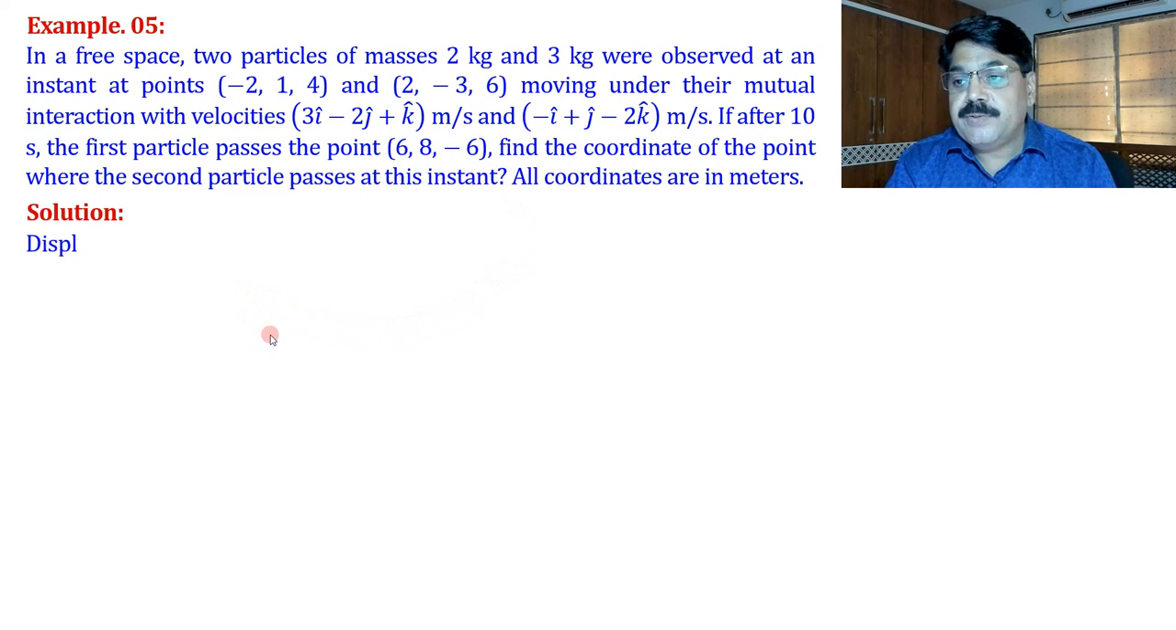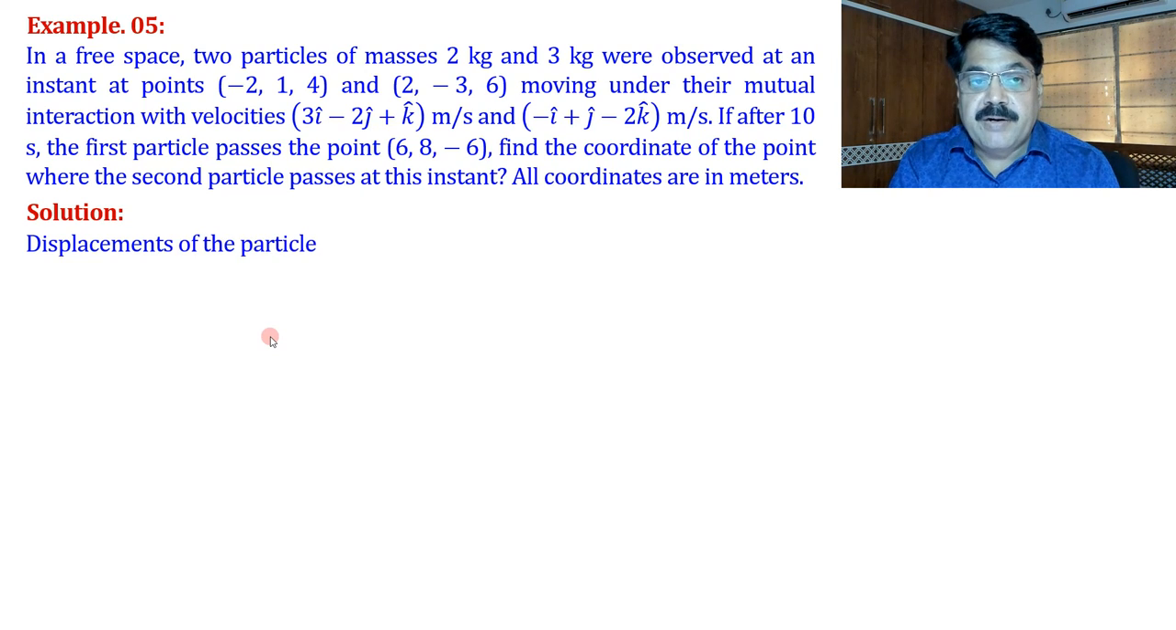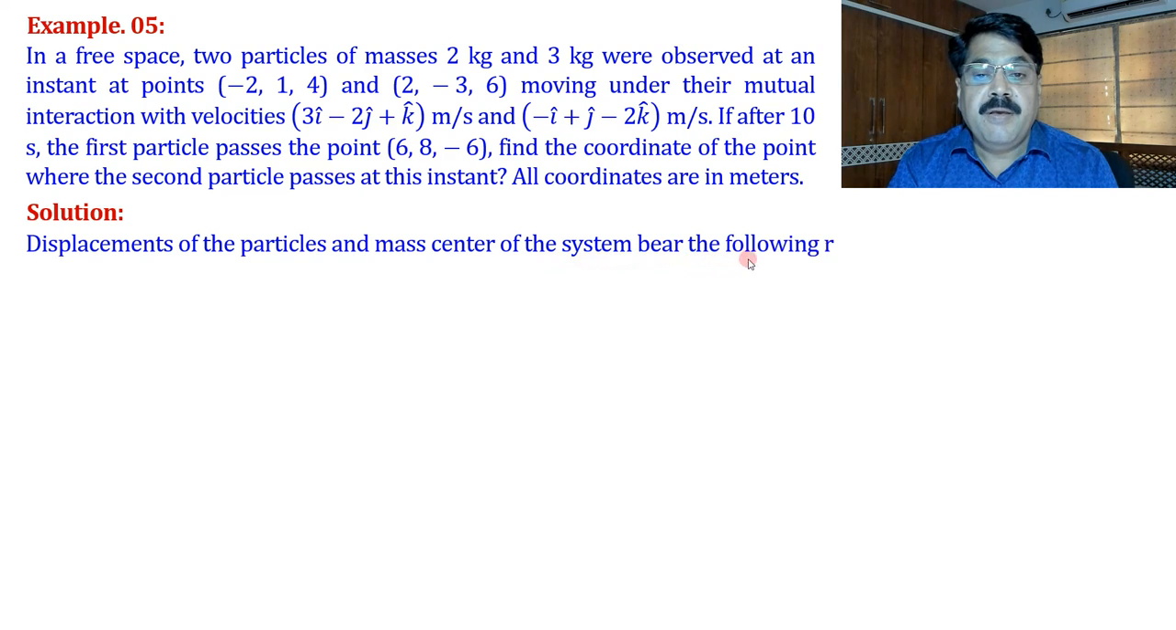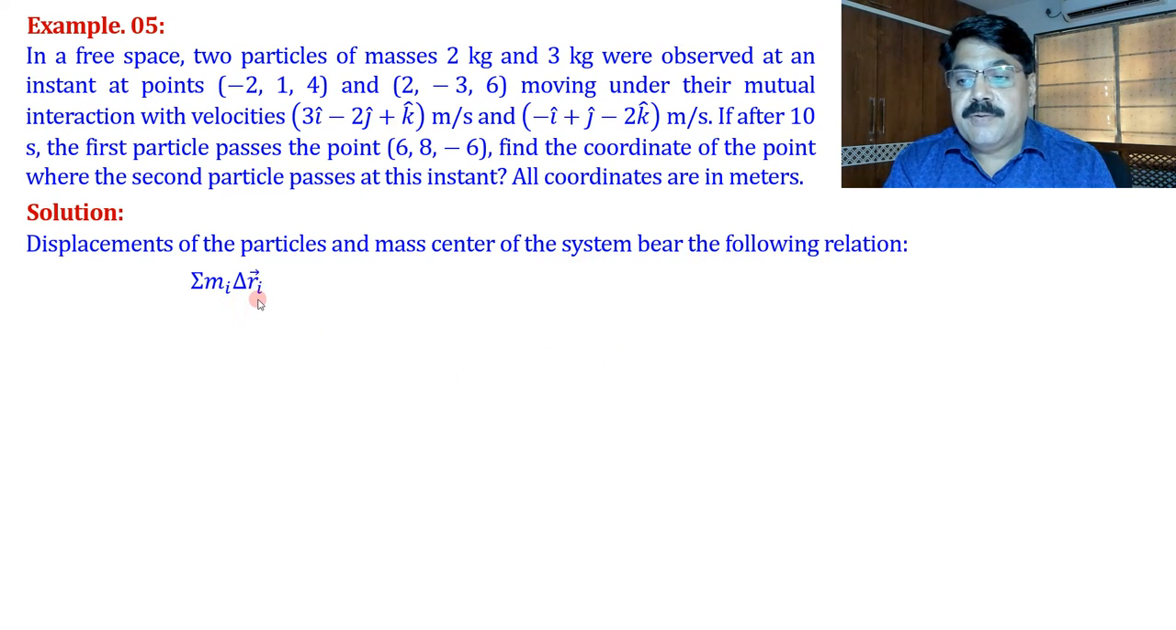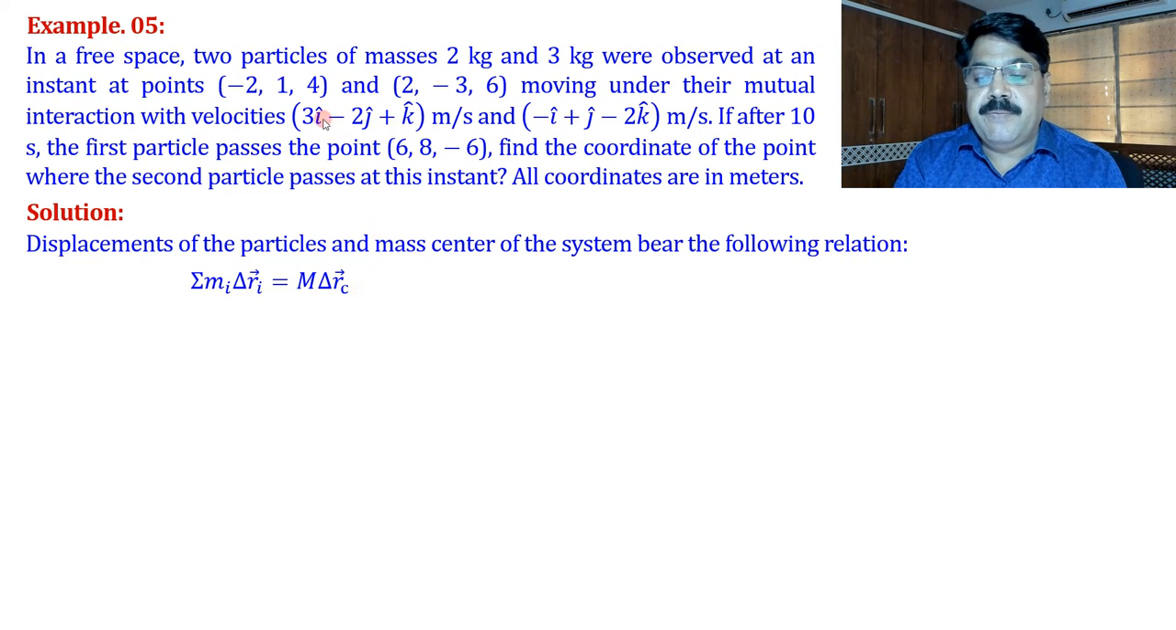So how will we proceed? Here we have to use vector notation. So displacements of the particles and of the mass center of the system bear the following relation: summation m_i delta R_i vector is equal to total mass into delta R_c vector. Because here the mass center is not necessary to find, the velocities are given. By using 2 into this velocity plus 3 into this velocity upon total mass, this will give you the velocity of the mass center. So the mass center is moving here.